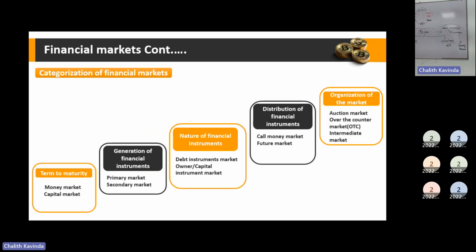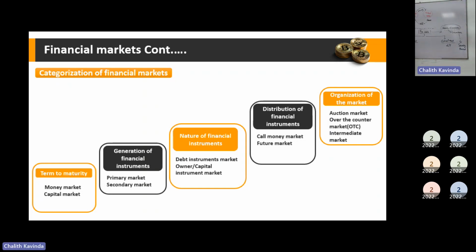Now, what is the base for classifying the financial markets like this? Here we have three criteria to categorize financial markets. The first one is term to maturity. What do you mean by term to maturity? How many days or years will it take for the financial instrument to expire? For example, if you have made a deposit for 1 year, what is the term to maturity?